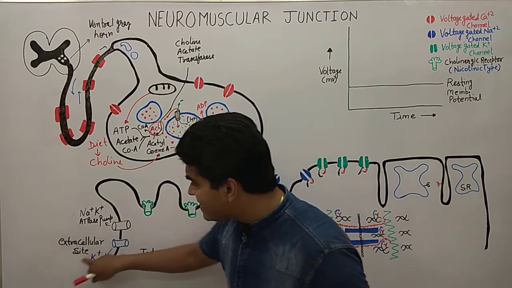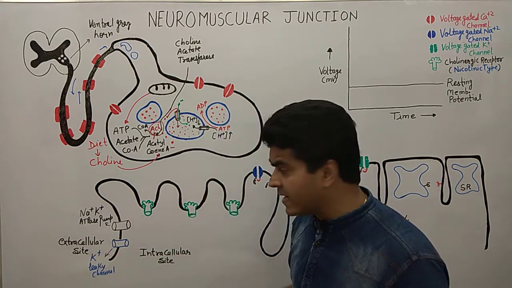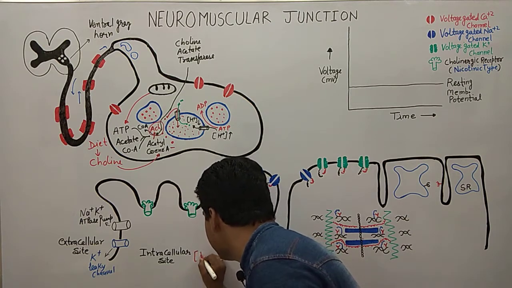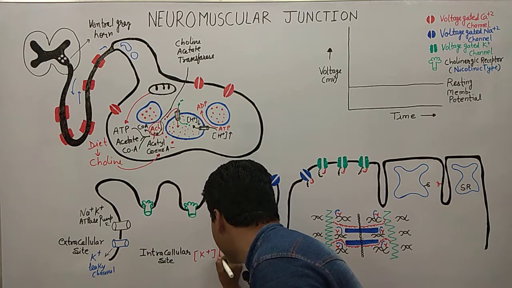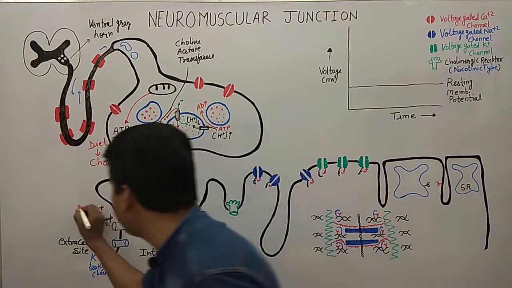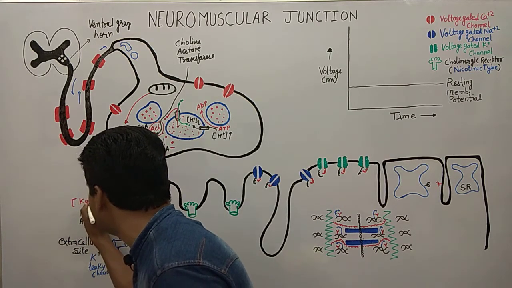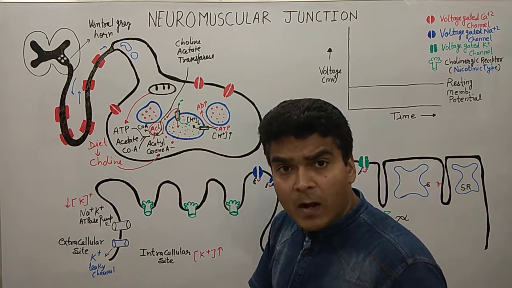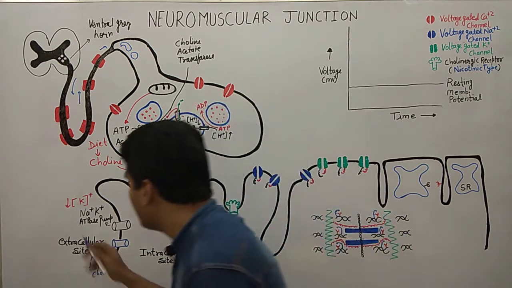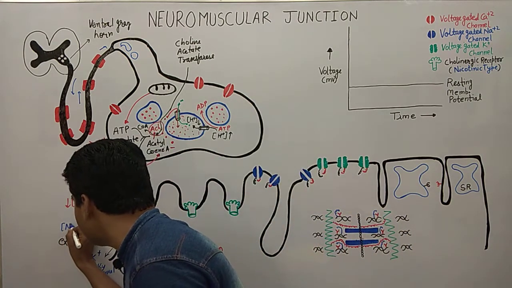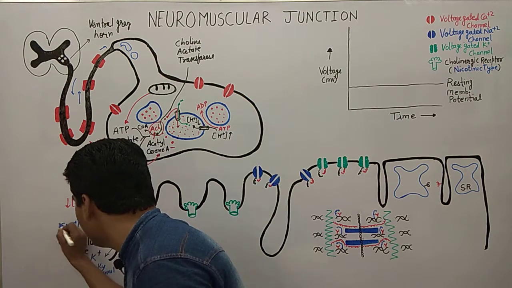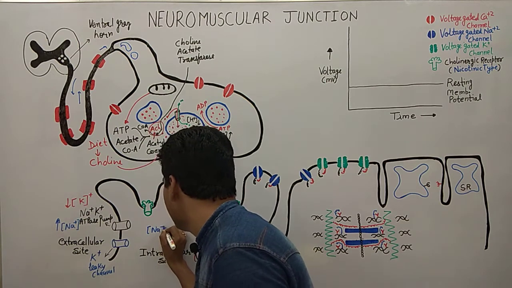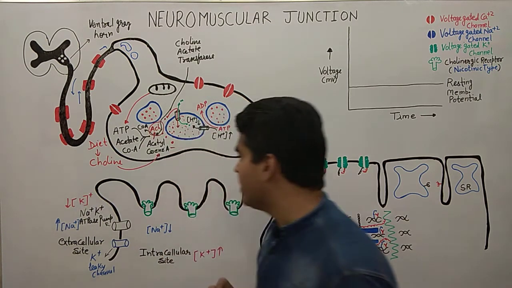So this is the extracellular side and this is the intracellular side. Consider one thing: potassium is high in this side, and potassium is low in this side. The next thing is about the sodium: we found more sodium in the extracellular side, and less sodium inside.